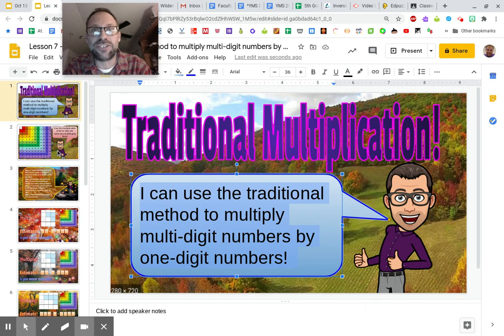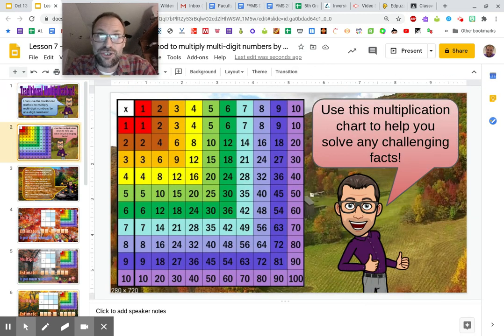And I'm providing to you today this multiplication chart. It's on every slide, all right? And I'm reminding you there in the speech bubble to use the multiplication chart to help you solve any challenging math facts. Now, you're doing Reflex and you're learning, but until you've learned them all, use the chart. It'll speed things up, okay?